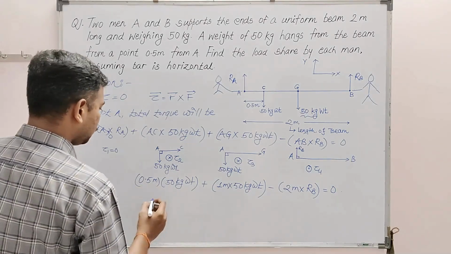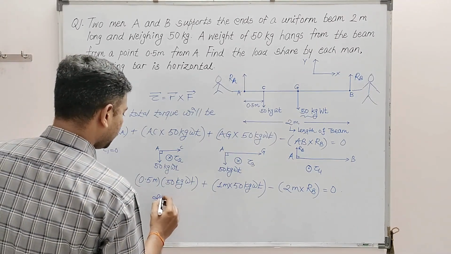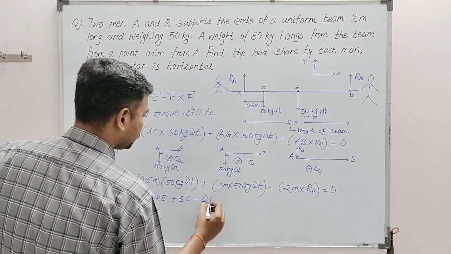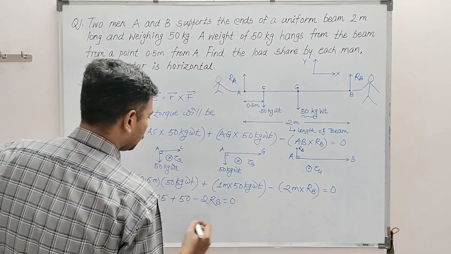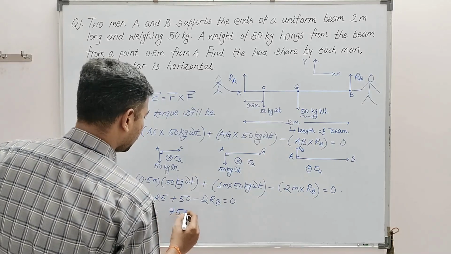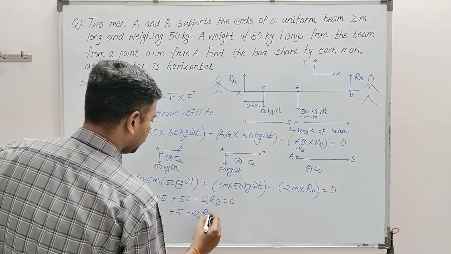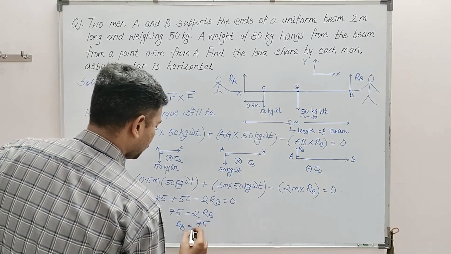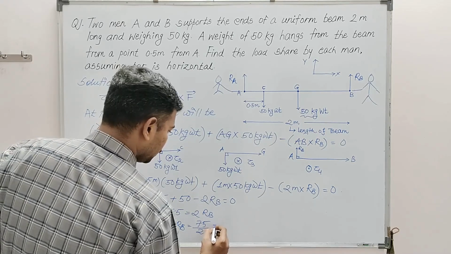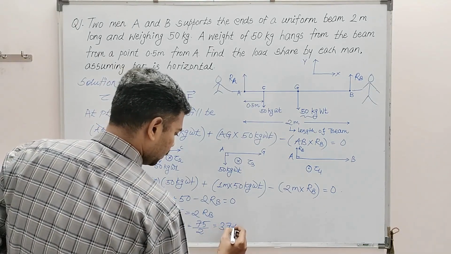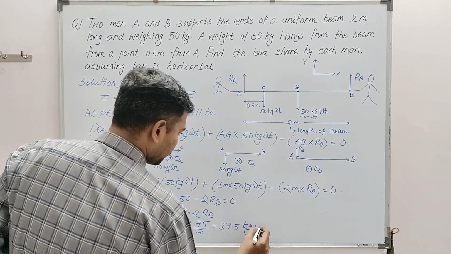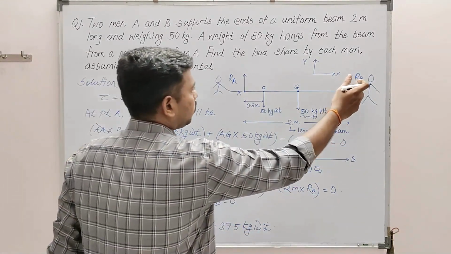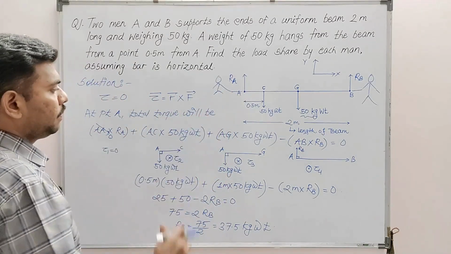As 0.5 into 50 is 25, plus 50, minus 2 times RB is equal to 0. Therefore, 75 is equal to 2 RB, and hence RB is equal to 75 upon 2, which is 37.5 kgWt. So this is the value of RB, that is the normal reaction provided by the B fellow.